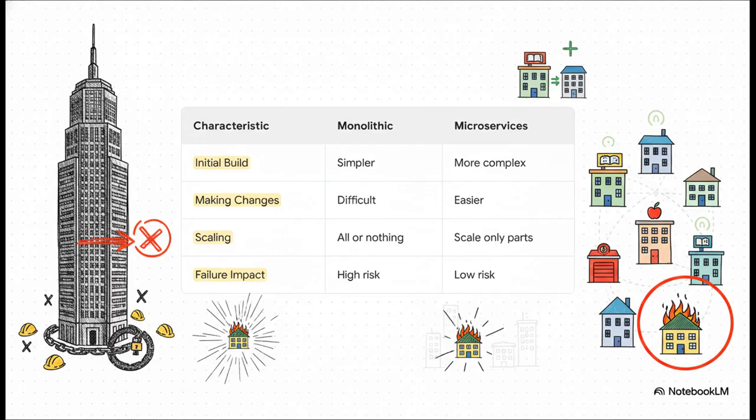Look, building that one single skyscraper is usually way simpler to start with, but what happens when you need to fix the plumbing on the 10th floor? You might have to shut down the entire building. With the neighborhood, you just work on the library and no one else is affected. And what if the library gets super popular? Well, you just build more libraries. You don't have to build a whole new city. And maybe most importantly, if one building catches fire, the rest of the neighborhood just keeps on running.